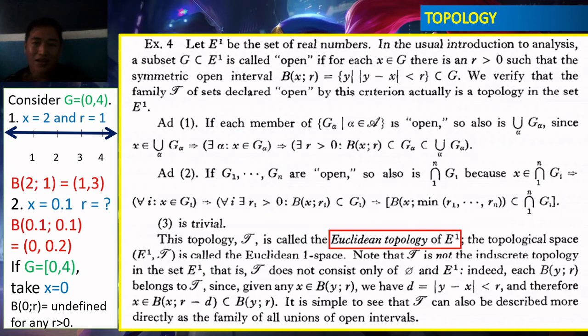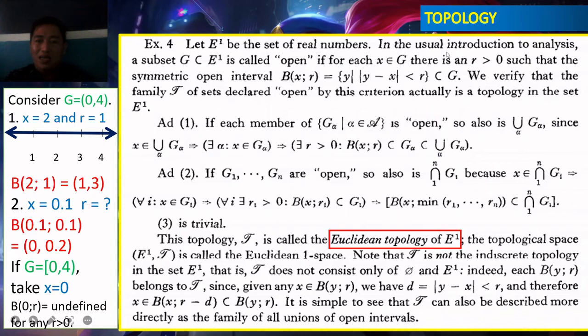Now, example number 4. In our previous examples, our X was just finite. So here in number 4, how about if our X is infinite? Our X here is E1. Let E1 be the set of real numbers. This contains all the points in the real number line, denoted by E1.